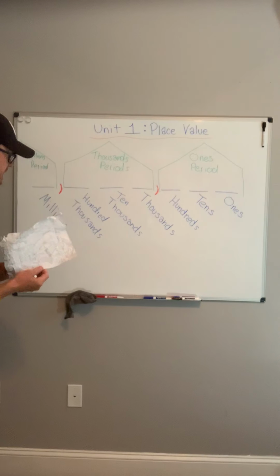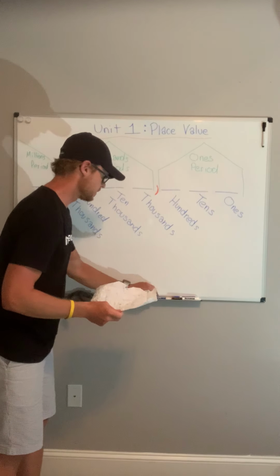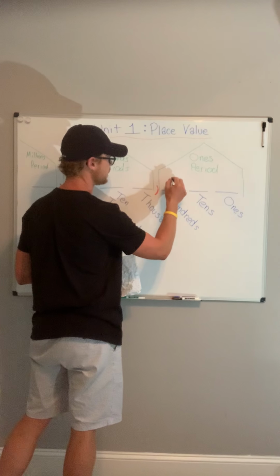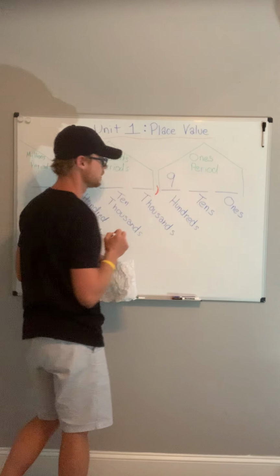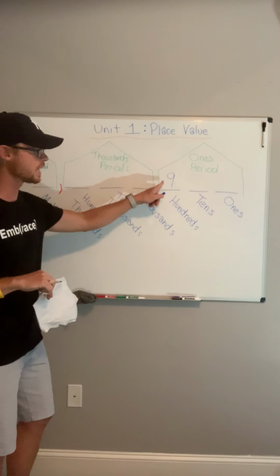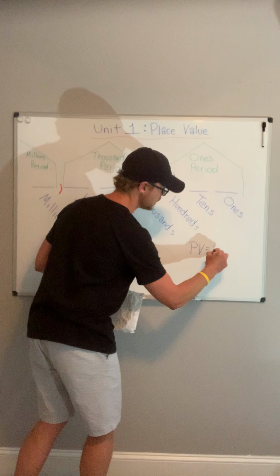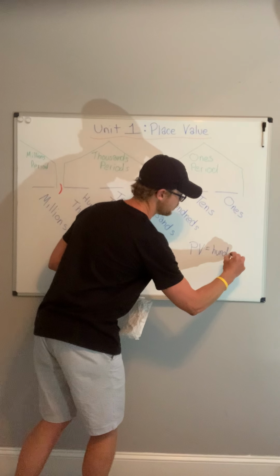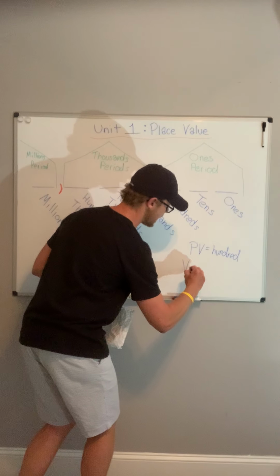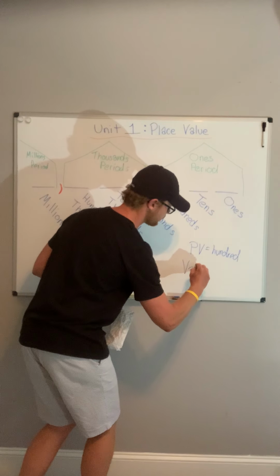Now, if we have a digit in any place value, we have to think of the place value it's in, but also the value of that digit. So let's pretend my lucky number is 9, okay? Let's say we put a 9 in the hundreds place. Well, the place value, or PV, would be the hundreds, right? But we have to think about the value of that 9. How much is it really worth? If I put a 9 in the hundreds place, it's not worth 9, it's worth 900.